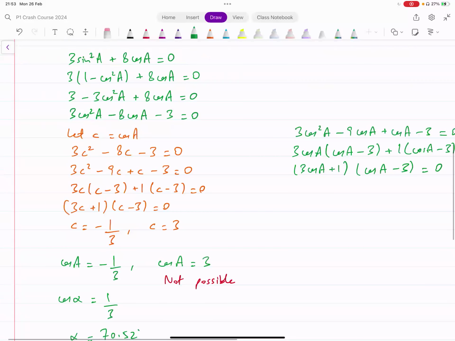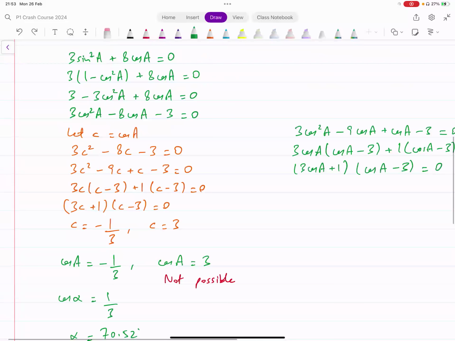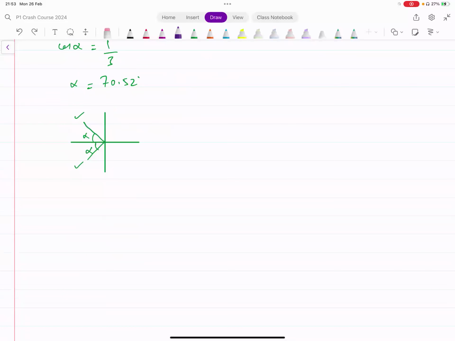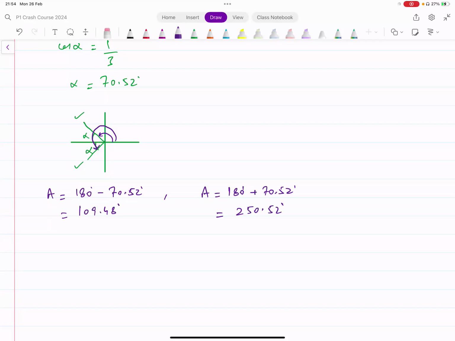Now, what's the interval for A? A could be between 0 and 360. So one possible value of A is going to be this, and the other is going to be this. So you have A equal to 180 degrees minus 70.52 in the second quadrant, or A equals 180 plus 70.52 in the third quadrant. And then A equals either 109.48, or it equals 250.52 degrees.